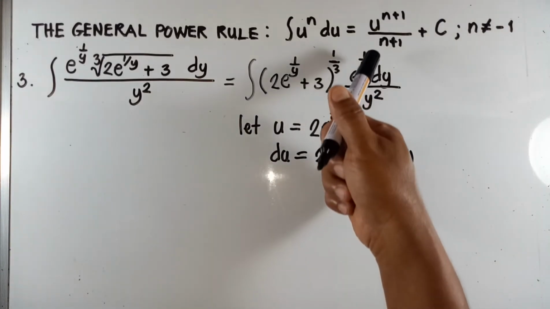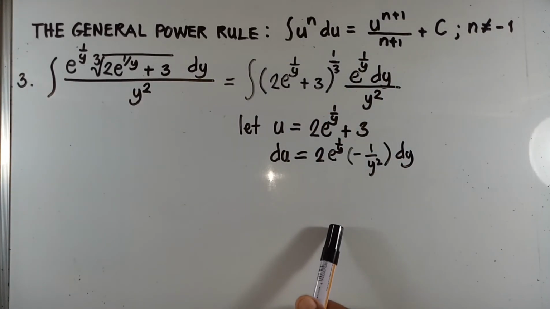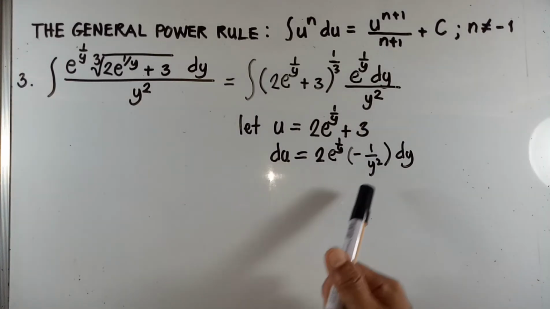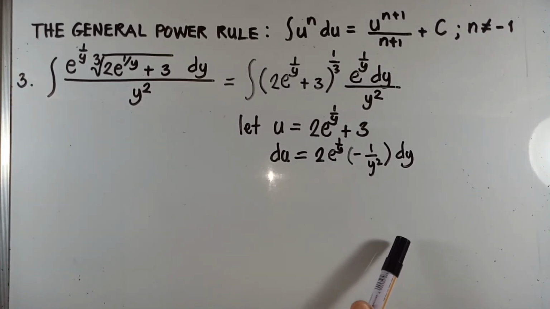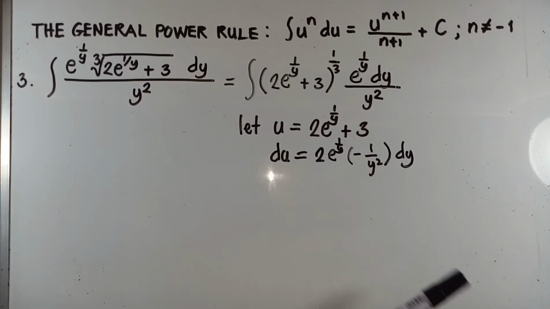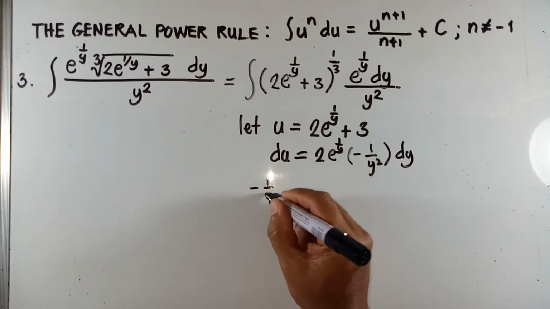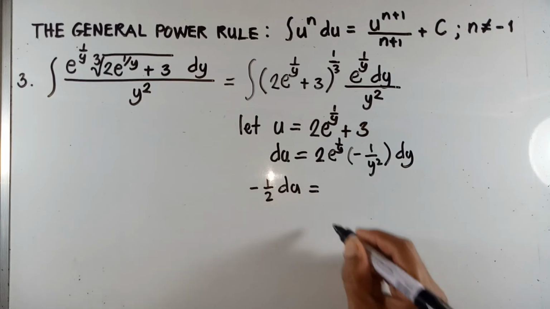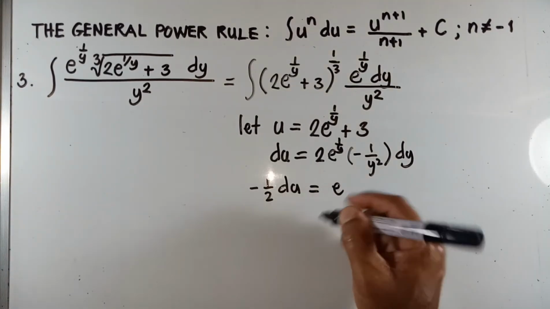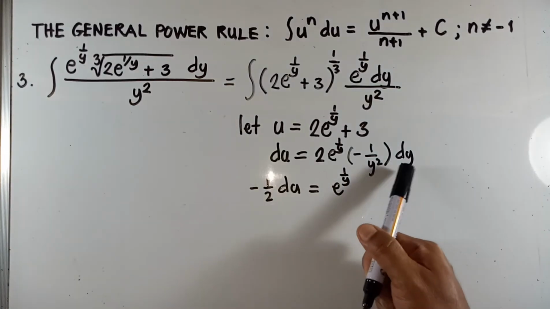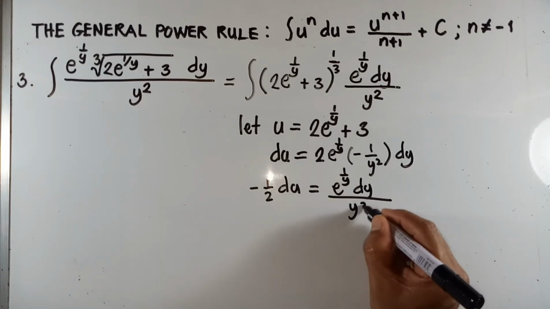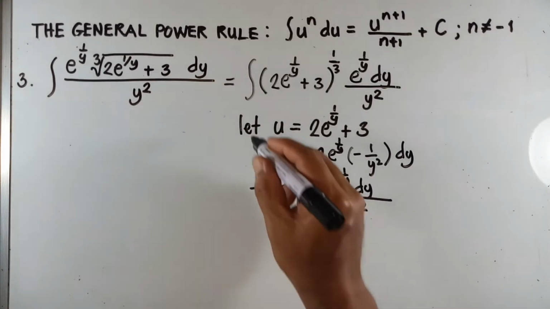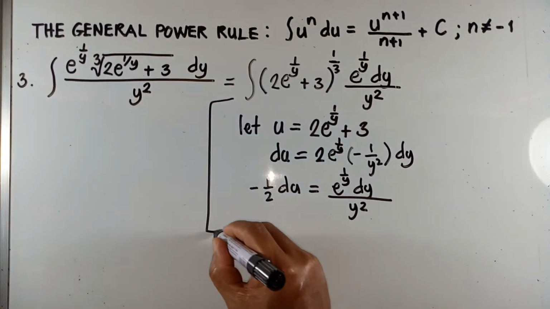Okay, so after that we are going to solve e raised to 1 over y dy divided by y squared in terms of du. Kaya we need to multiply both sides by negative 1/2. So, negative 1/2 du equals e raised to 1 over y times dy, and then divided by y squared.